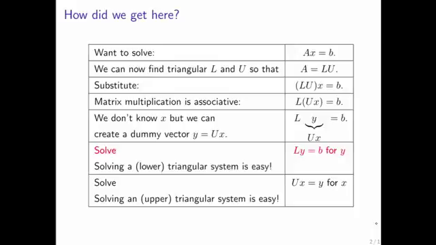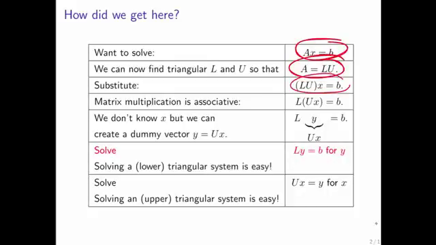We're going to come up with an algorithm for solving LZ equals B, where L is a unit lower triangular matrix. Why is this interesting? Well, remember that we were trying to solve AX equals B. We could compute an LU factorization of A. Well, not always, but we'll discuss that later.